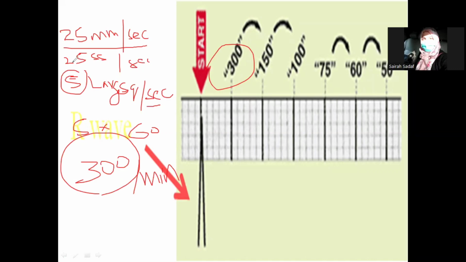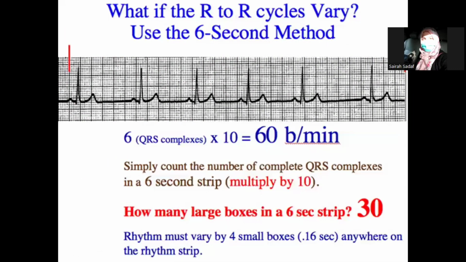Now, someone asked me how to calculate when the rhythm is irregular. The method I have just told you, the 300 method, or you can say the large box method, is for the regular heart rate. Now, this slide is for the irregular heart rate.